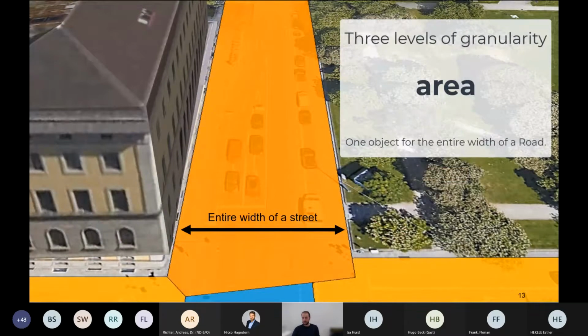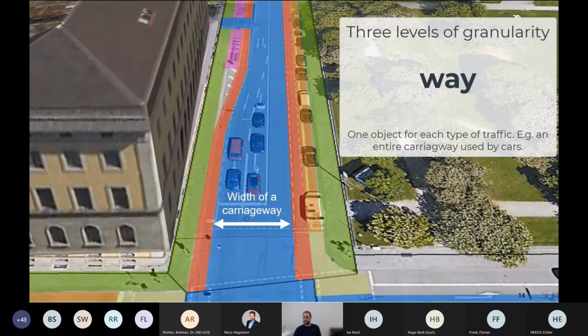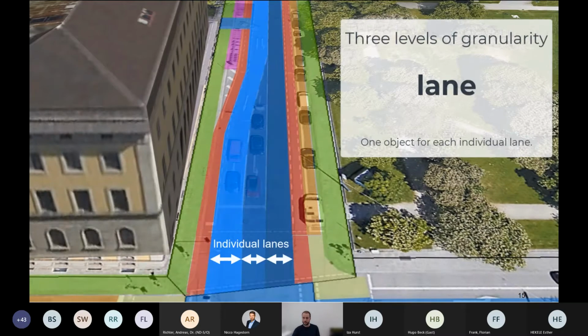There are 3 levels of granularity available in CityGML. So a section, in the highest level of granularity called area, would be represented with one single object for the entire width of this road or this street section. The next level of granularity is called way, where there's one individual traffic space for each traffic type. So in this case, you can see the entire width of the carriageway, for example, would be modeled with a single object depicted in blue in this example. And in the lowest level of granularity, there are individual lanes that are represented with an individual object for each individual lane.